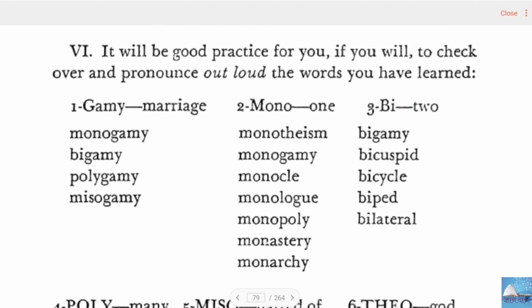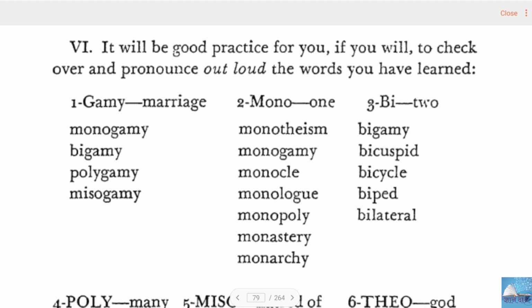Number 4. It will be very good practice for you, if you will, to check over and pronounce out loud the words you have learned. So pronounce with me. Gamy, marriage. Monogamy. Bigamy. Polygamy. Misogamy. 2. Mono means one. Monotheism. Monogamy.